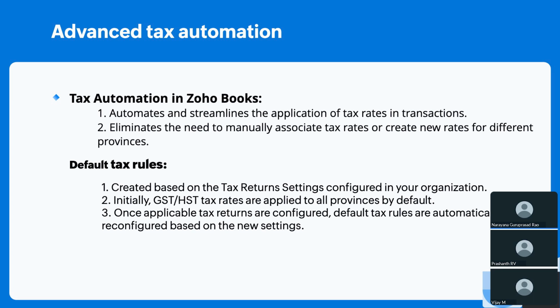This is especially useful for businesses operating in multiple locations, as Zoho Books ensures the right tax rates are applied based on the location. With this automation, you can save time, reduce errors, and stay compliant with the Canadian tax regulations effortlessly. To automate this process, we have the tax rules in place. We will now see what the default tax rule is.